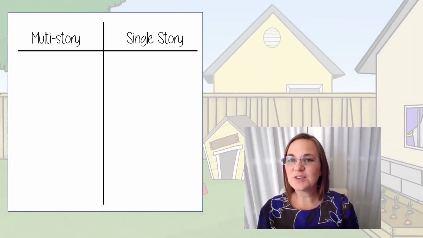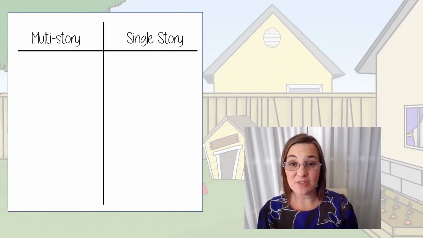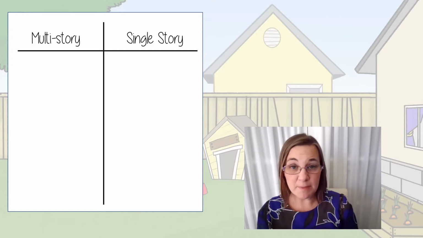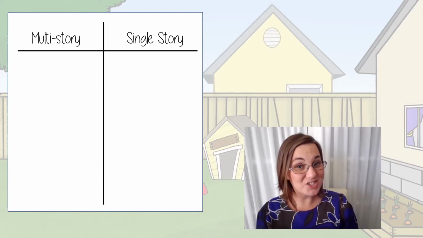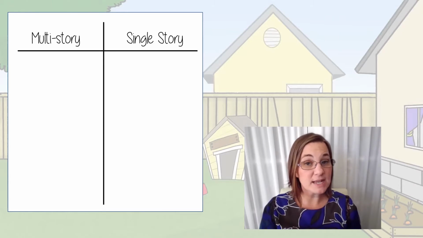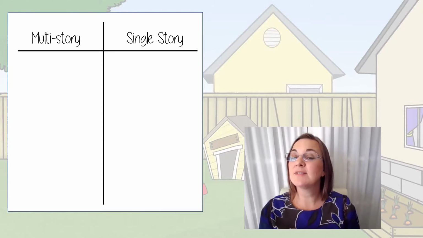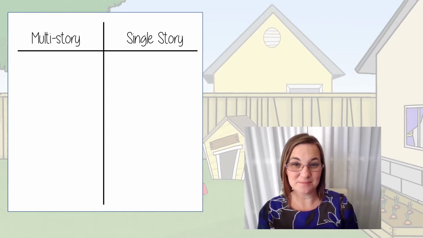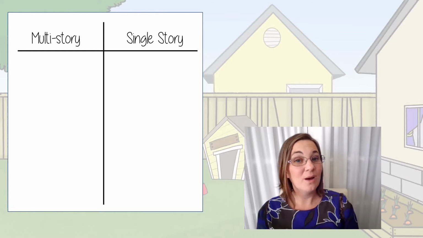Let's practice this work using some of the books that we have read together as a class. I want you to have either your reader's notebook or a piece of paper if you don't have a reader's notebook in front of you. I want you to make this T-chart in your reader's notebook. On one side, have it say multi-story, and on the other side, have it say single story. Pause the video while you make this T-chart and then push play when you're ready to keep going. Okay, ready to keep going?